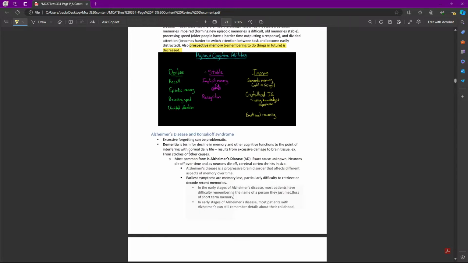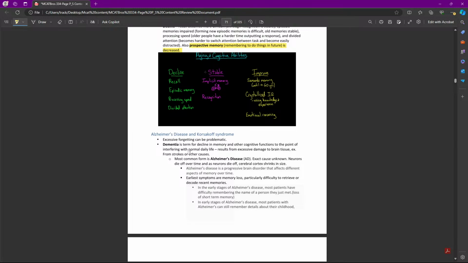So, Alzheimer's disease and Korsakoff syndrome. Excessive forgetting can be problematic. Dementia is the term for decline of memory and other cognitive functions to the point of interfering with normal daily life. It results from excessive damage to the brain, from strokes or other causes. One common form of memory issues is Alzheimer's disease.